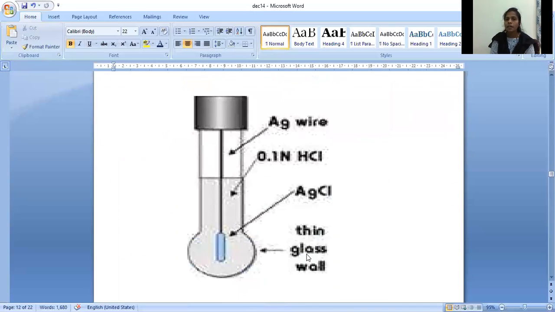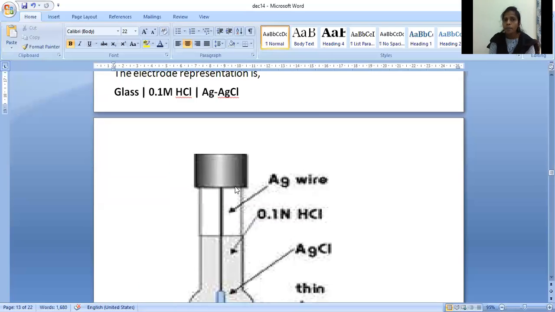So see, this is the diagram of the glass electrode. Initially we have the glass bulb. The glass electrode consists of the glass bulb, and this glass bulb is filled with the known or constant pH solution. Here the constant pH solution is 0.1 normal hydrochloric acid, and we place the silver chloride electrode, which is responsible for electrical contact, dipping in the electrolytic solution. Yes, so this is the glass electrode diagram.